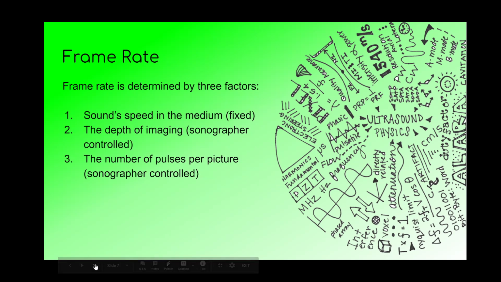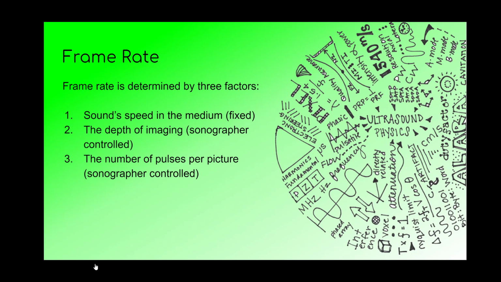And frame rate is going to be determined by 3 factors. I believe your book only lists 2, but I want you to know this third one because it gets incorporated later, and I don't know why Edelman only said 2 to begin with. Anyway, frame rate is determined by 3 factors. The first one is the sound speed in the medium. We know that it takes a fixed amount of time for sound to leave the transducer, travel to a predetermined depth, and then the machine has to wait for echoes to come back from that depth. We know that the machine thinks all those echoes are traveling at about 1.54 kilometers per second, and so that is a fixed number. We can't do anything about how fast the sound is traveling in the medium.